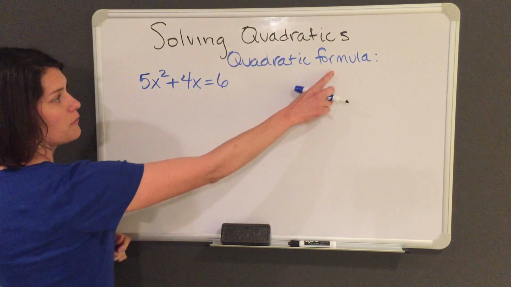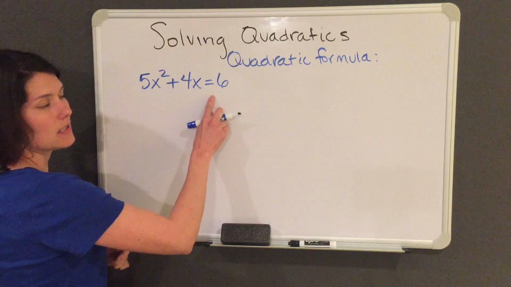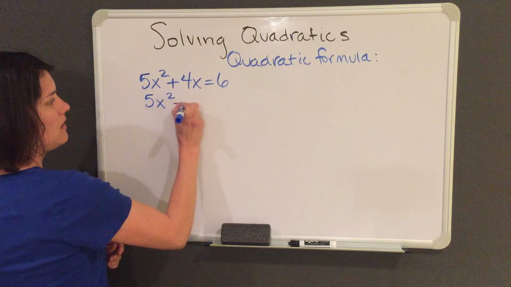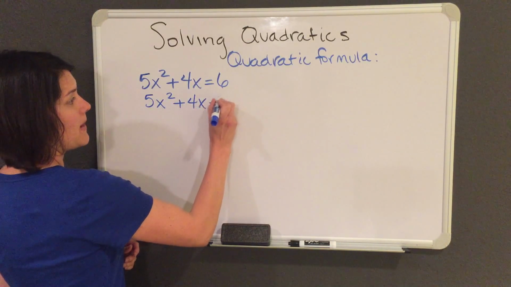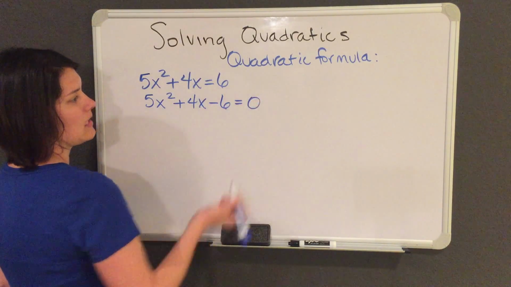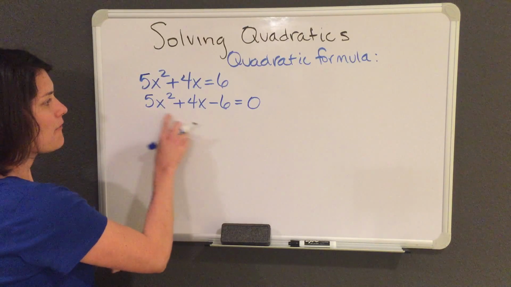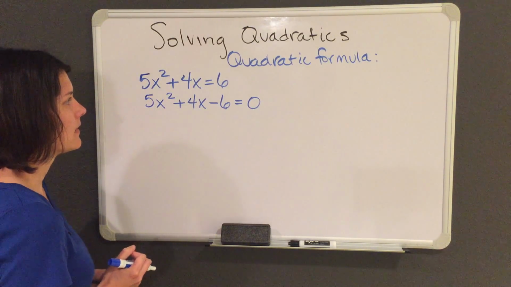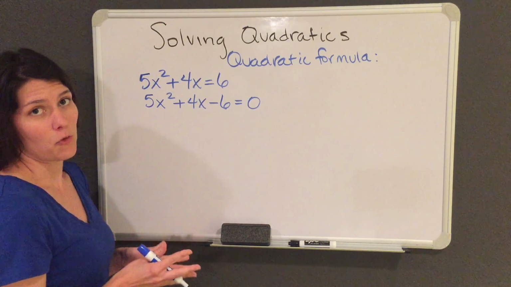So before you can start using the formula, I'm going to subtract the 6 over to the left-hand side. Now 5x squared plus 4x minus 6 is equal to 0. Here everything is on one side, and you have a 0 on the other side. Now you are ready to start using the formula.